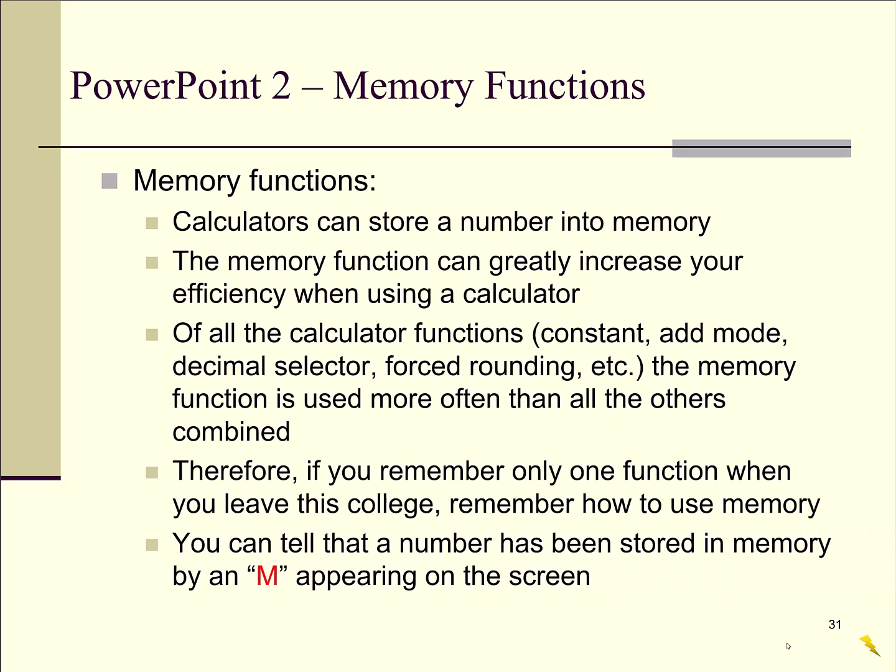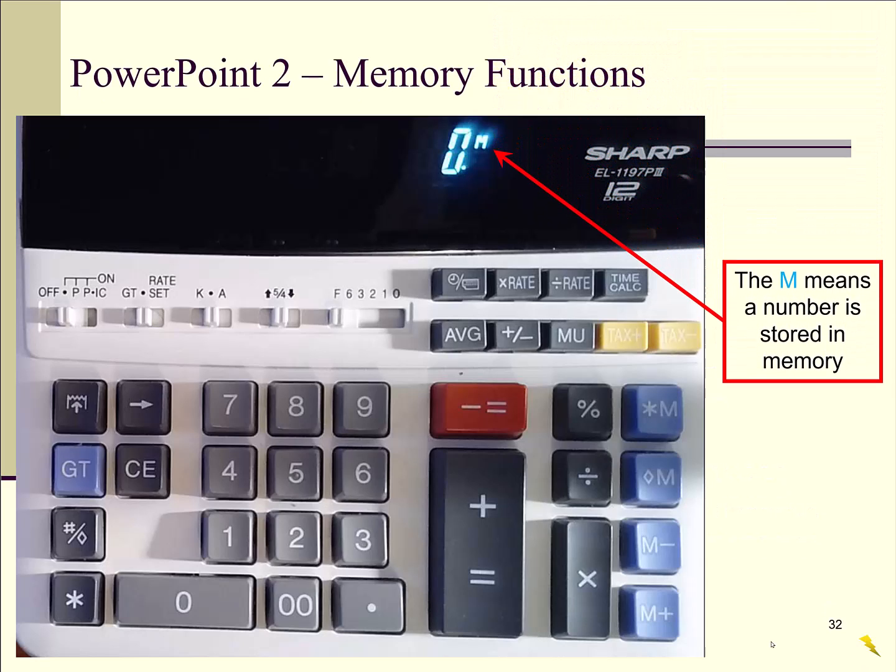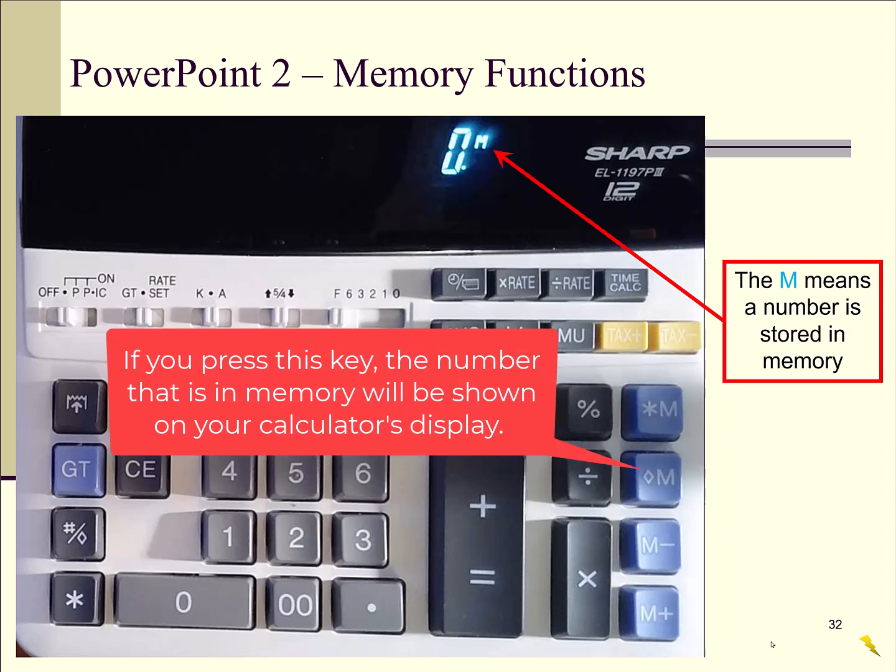You can tell that a number has been stored in memory of your calculator if you see an M appearing on your screen. As you can see on the display of this calculator, there's a little M in the right-hand corner next to the 0. The M means a number is stored into memory. If we wanted to see what that number was, we would press the diamond M key. When you press the diamond M key, whatever number is stored in memory will show on your display.